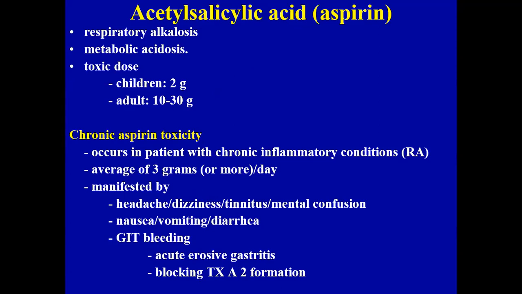Acetylsalicylic acid or the aspirin, it causes respiratory alkalosis, metabolic acidosis. The toxic dose in the children 2 gram, while in the adult it is 10 to 30 gram. Chronic aspirin toxicity occurs in patients with a chronic inflammatory condition like rheumatoid arthritis لأن هذولا ياخذوا باستمرار. Average of 3 gram per day or more, manifested by headache, dizziness, tinnitus, mental confusion, nausea, vomiting, diarrhea, GIT bleeding, نتيجة acute erosive gastritis and blocking of thromboxane A2 formation.